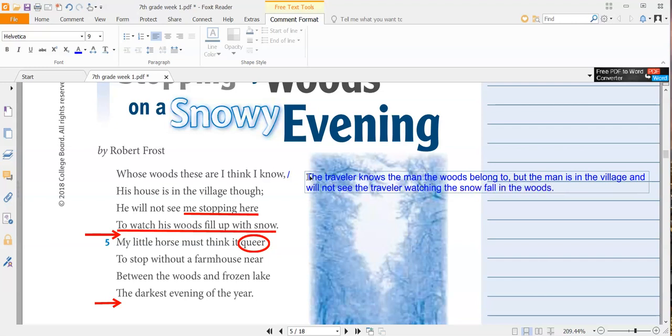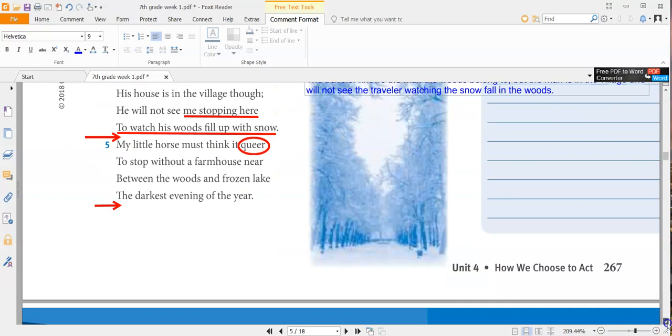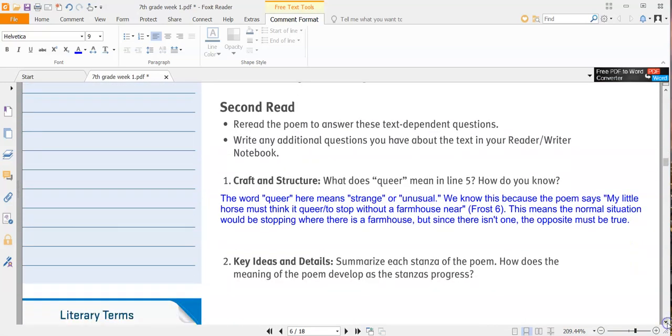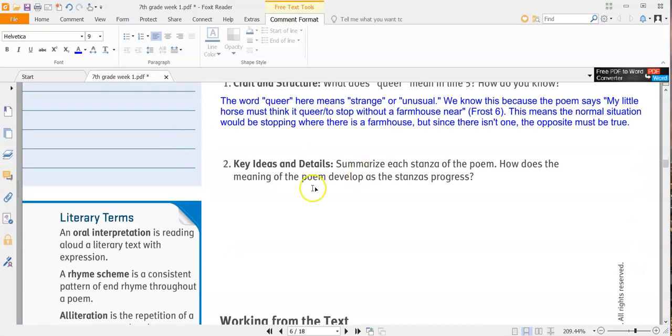All right, and that's it. I've summarized the first stanza. All you have to do is summarize the second stanza, third stanza, and fourth stanza. And then that one will be complete for the first part.